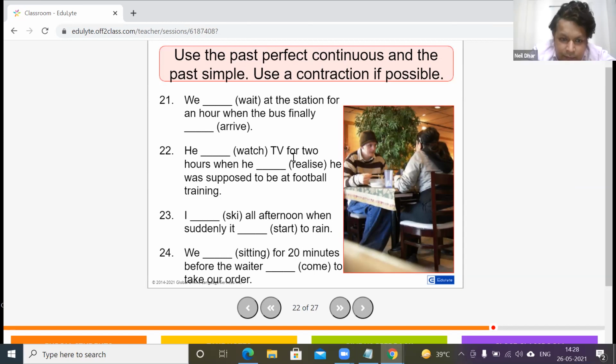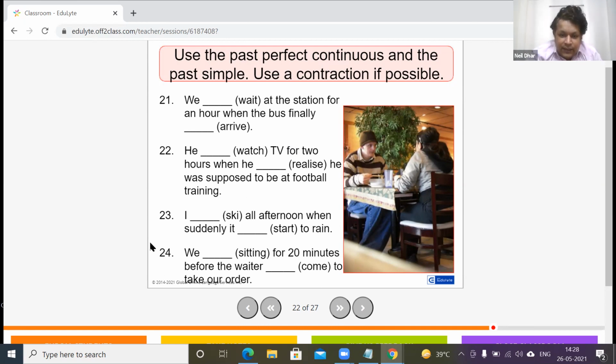Correct. Next one. He had been watching TV for 2 hours when he realized he was supposed to be at football training. Correct. See, understand this difference between past perfect. First thing is both things happened in the past. So that's something we have to realize. If it happened for a shorter duration, it is the past perfect simple. If it happened for a longer duration, like in this case, we know the duration, an hour, 2 hours, we'll use past perfect continuous.